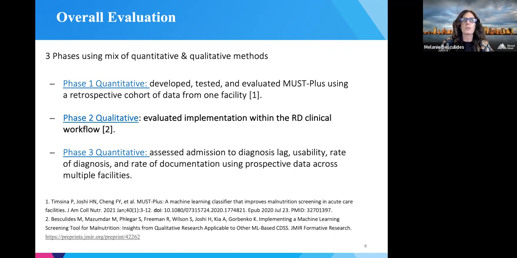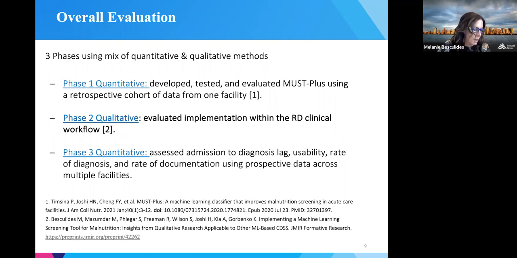So I mentioned that the screening tool that we use is called MUST Plus. It's a play on the original MUST, which is a hand-based tool where a nurse is checking off boxes, BMI and height and weight and that sort of thing. So we developed, implemented, and evaluated MUST Plus. In phase 1, it was a quantitative study. And I have the citation, that's citation number 1 down here that you see. It was a retrospective cohort. We developed, implemented, and evaluated the machine learning tool.